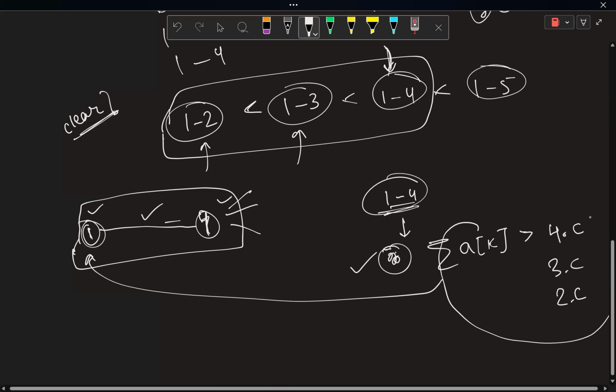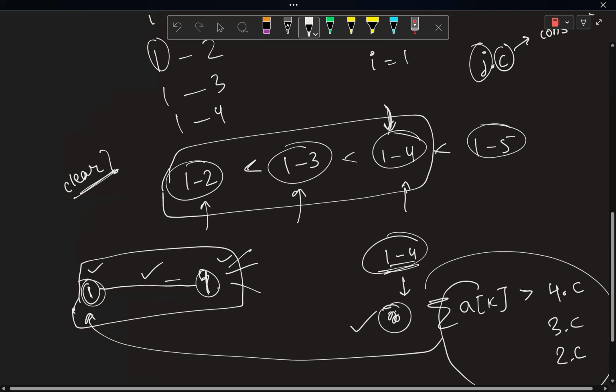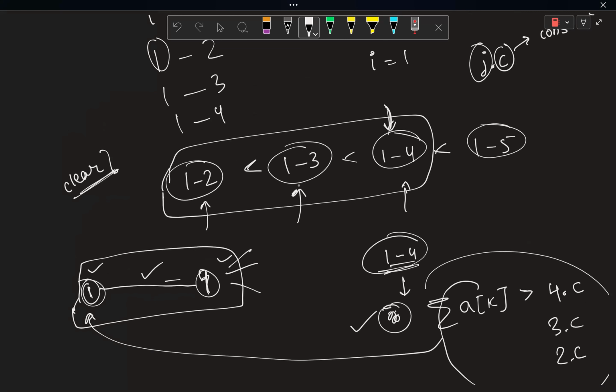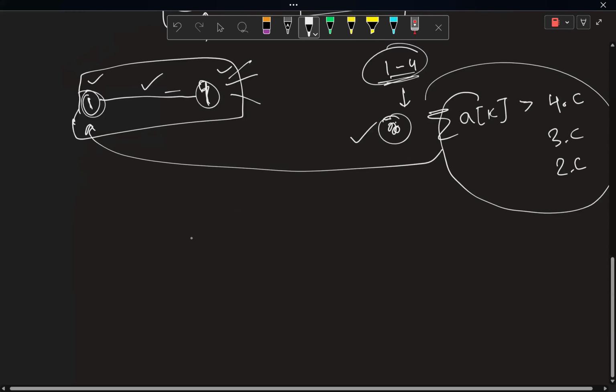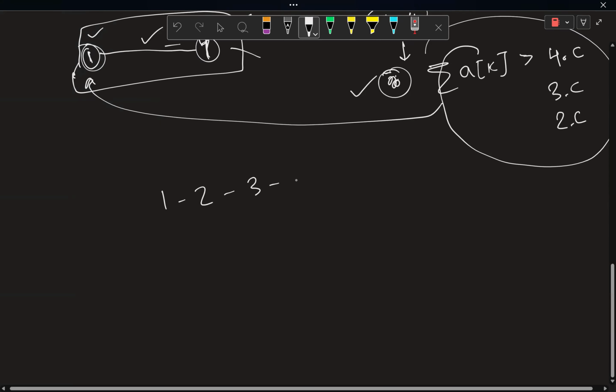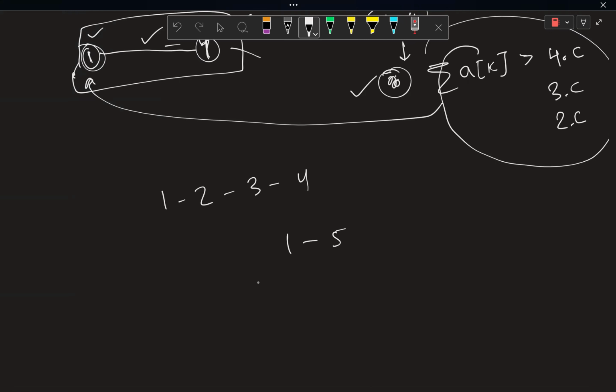Yeah, I can connect it. If I can connect 1 with 4, after that, I would have got such a large component which is sufficiently large enough to connect 1 and 3 and 1 and 2 as well. Which means that I will be having 1, 2, 3, 4 connected with each other. After that, I will try to connect 1 with 5.